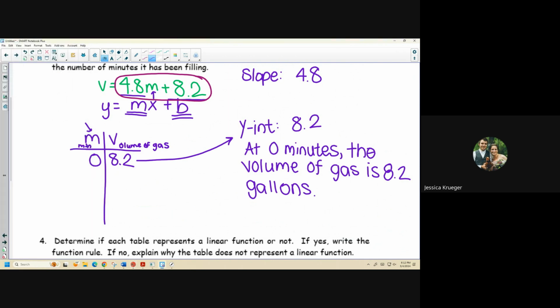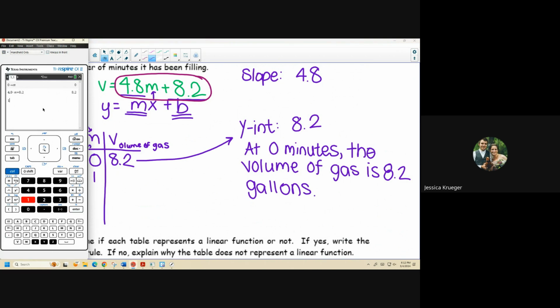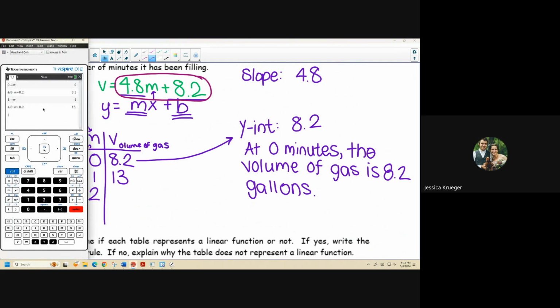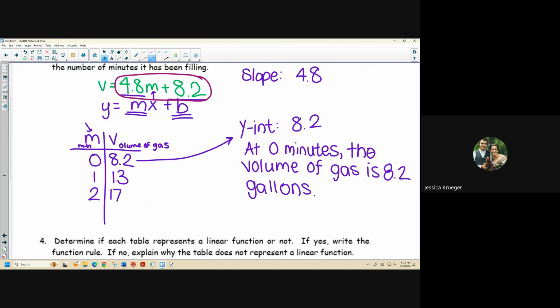So now I'm curious, how much gas is going to be in there after 1 minute? So now I'm going to take 1 and store it as m. And now I'll do 4.8 m plus 8.2. And what I end up with is 13. And then I can do the same thing with 2 if I want. So I can take 2, store it as m. If you want to save yourself some time, you can come back up and grab that and hit enter, and that gives me 17.8 gallons of gas.